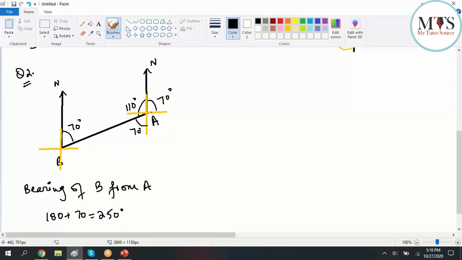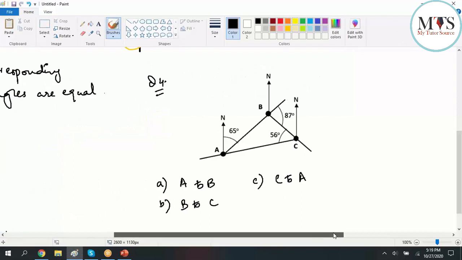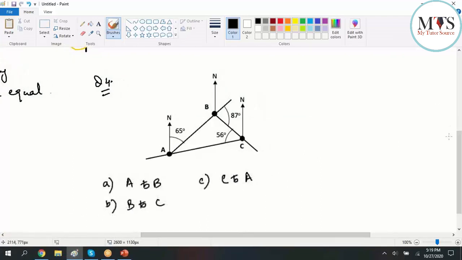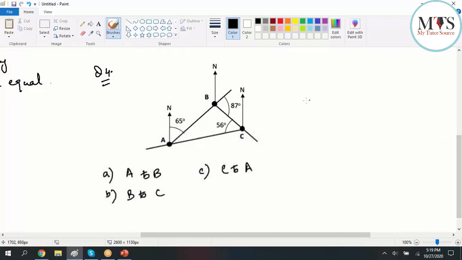Okay. So this goes back to the corresponding angles are equal. Okay, so can you try to solve this question? So when it says A to B, so it's the angle of B from A, right? Yeah. Okay.